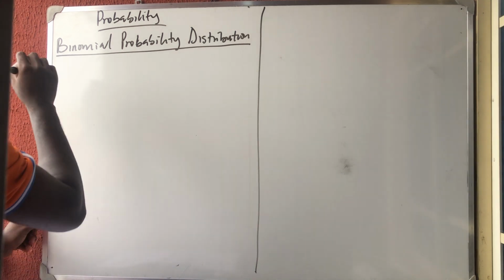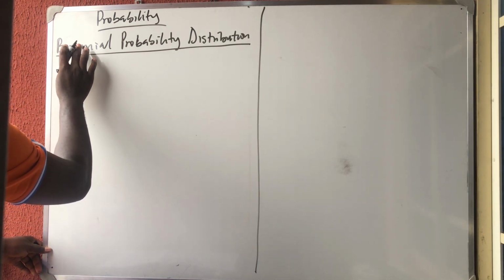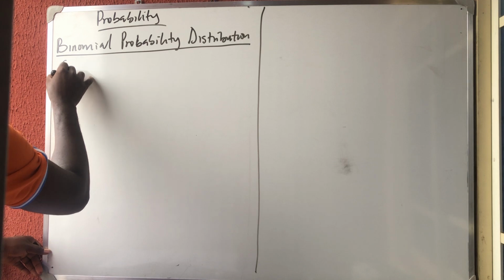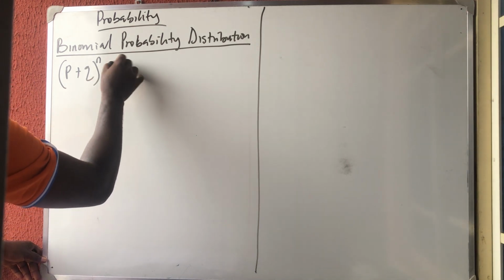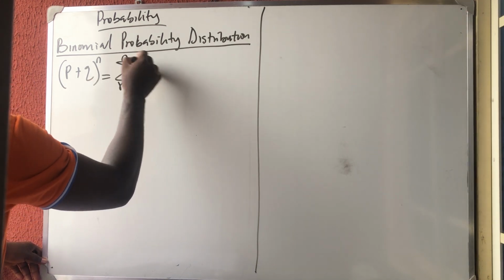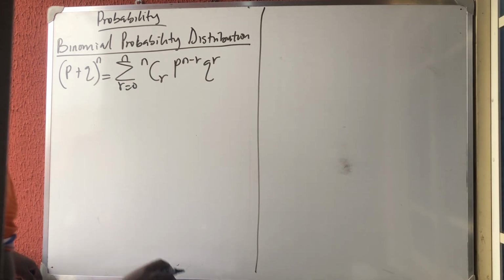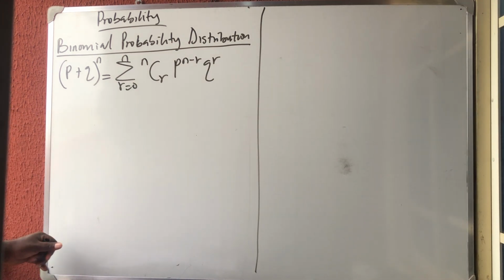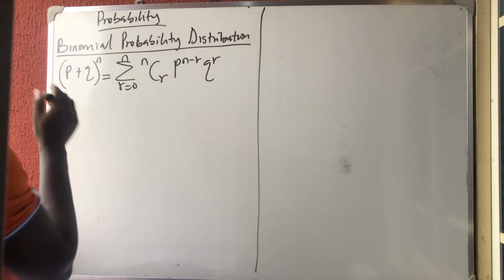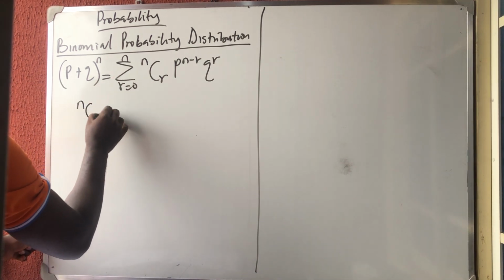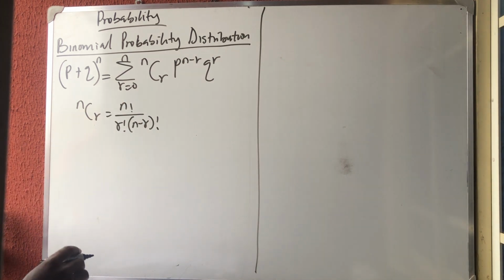Now, in probability, I did a video on binomial expansion. If you want to expand something, binomial means 2. For example, I want to expand (p + q) raised to power n. The formula is simply the summation of r starting from 0 to n of n combination r, p raised to power n minus r, q raised to power r. That is how we expand. And don't forget that n combination r means n factorial over r factorial times n minus r factorial.